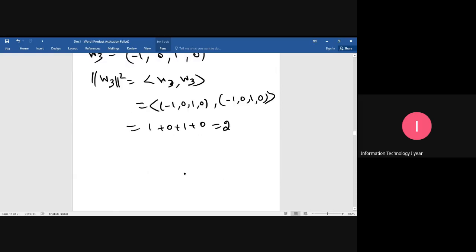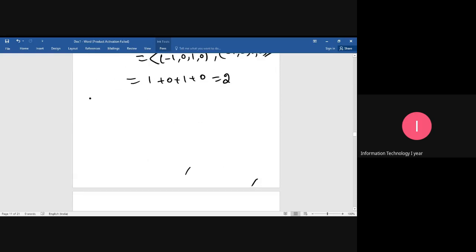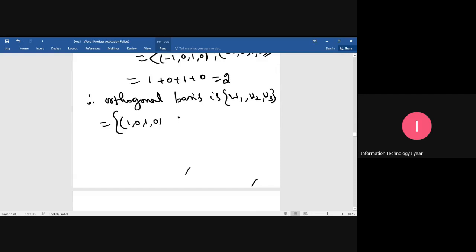So keep it. Now we write the orthogonal basis. The orthogonal basis is actually W1, W2 and W3. So write it. W1 is 1, 0, 1, 0. W2 is 0, 1, 0, 1. We calculated all these answers. W3 is minus 1, 0, 1, 0. Okay. So this is the orthogonal basis.